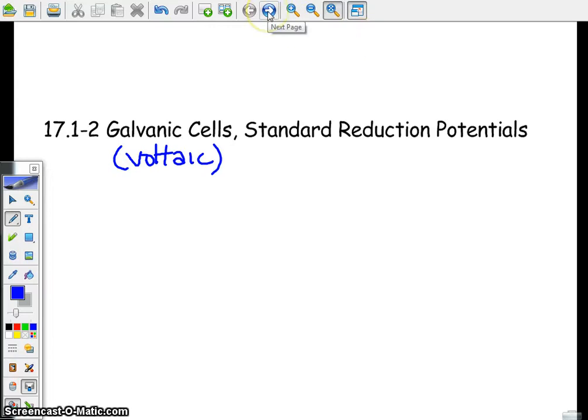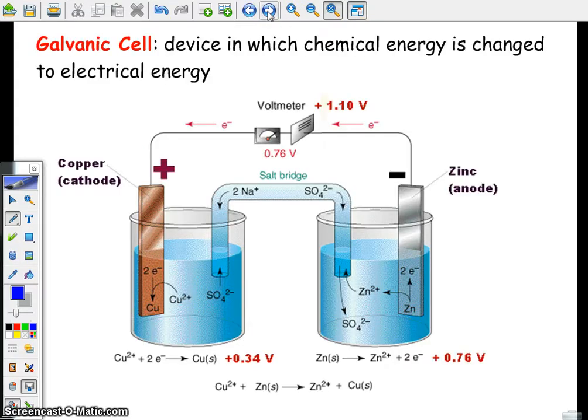Anode to the cathode. The anode is negatively charged, the cathode is positively charged. Okay, very simple. So again, with our device, you have anode oxidation, cathode reduction, electrons from the anode to the cathode. So we separate them so we can harness that electricity going through.